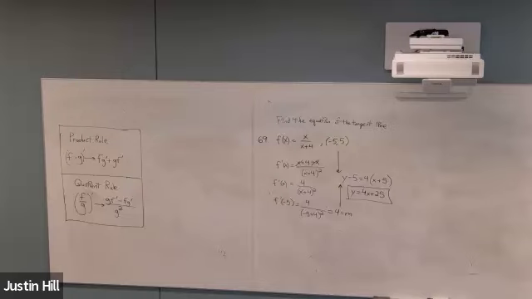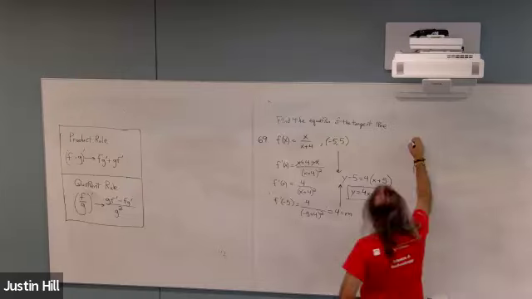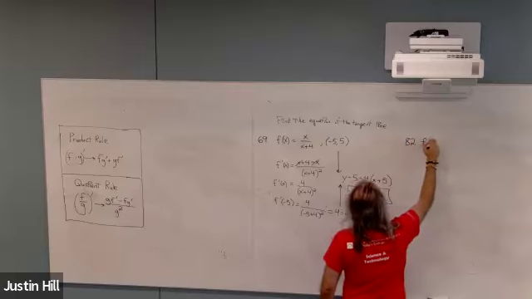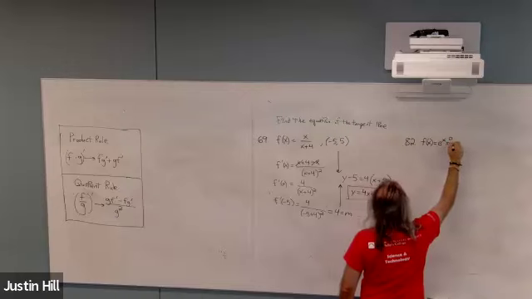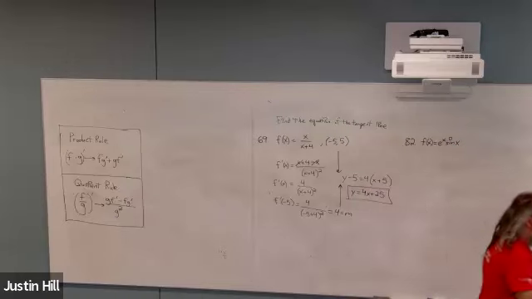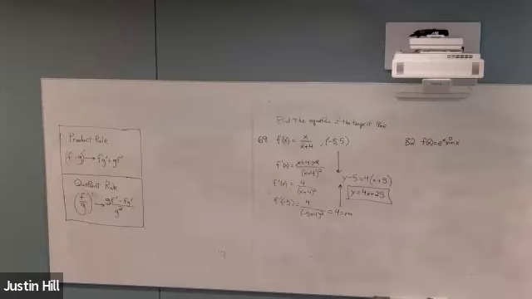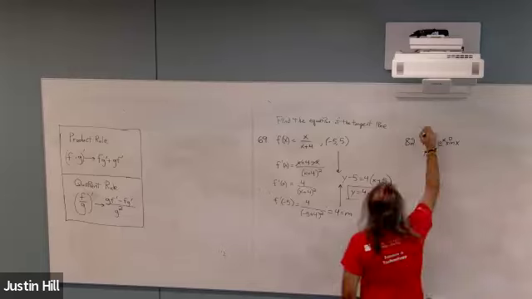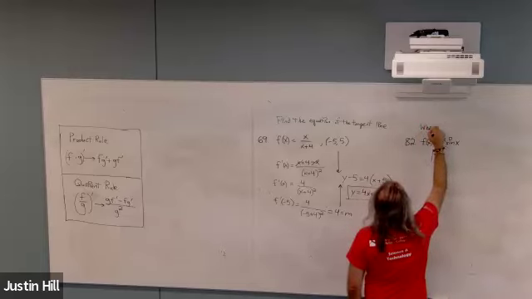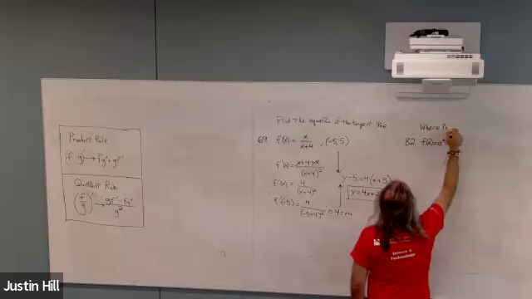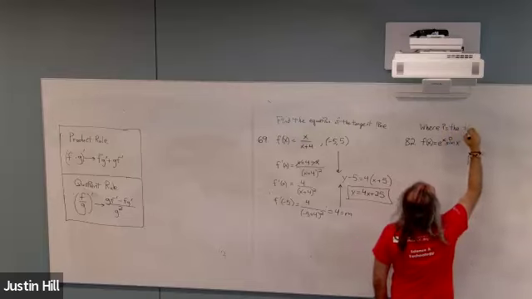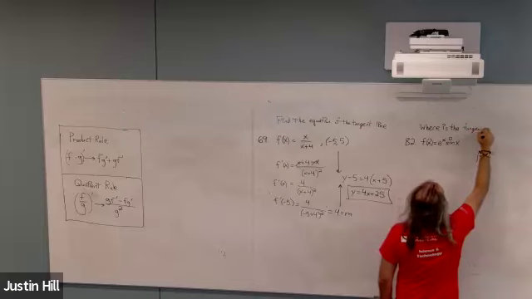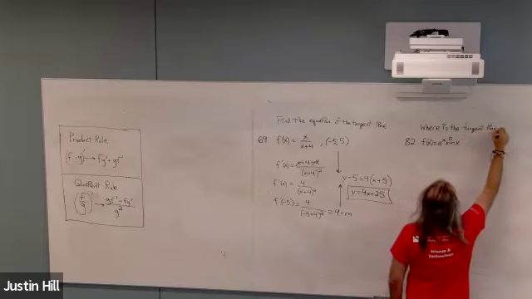Let's look at this, 82. So the function is e to the x sine x. In fact, I'm pretty sure we found the derivative of this earlier, but let's just do it again. But what they're asking for here is where is the tangent line horizontal?